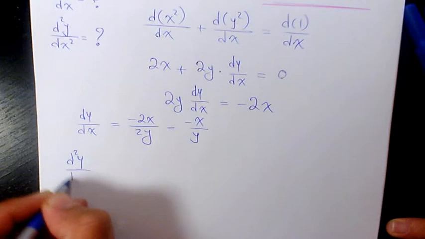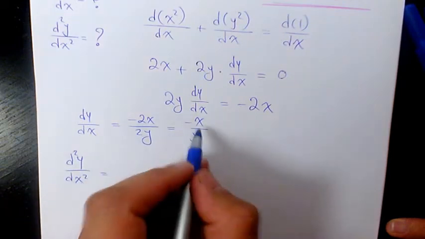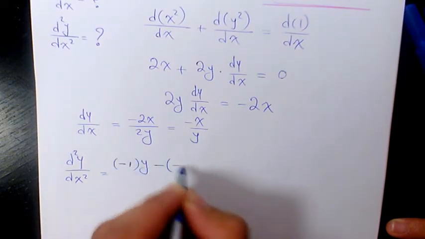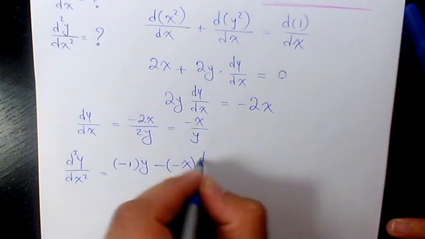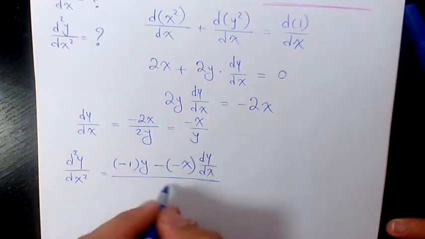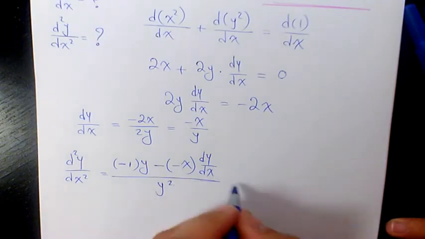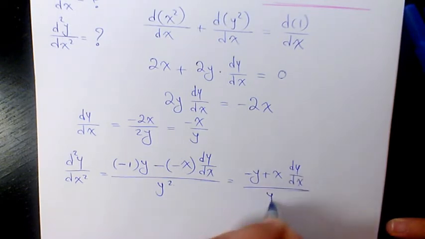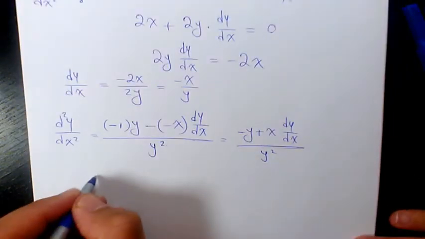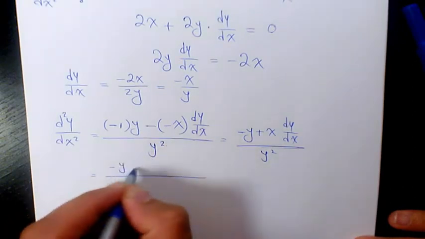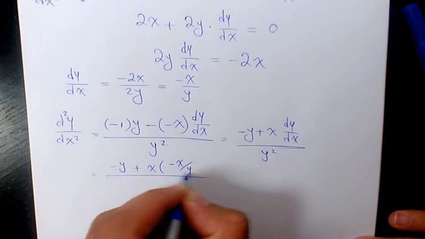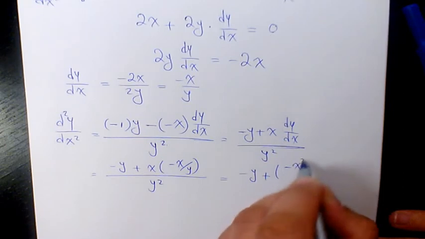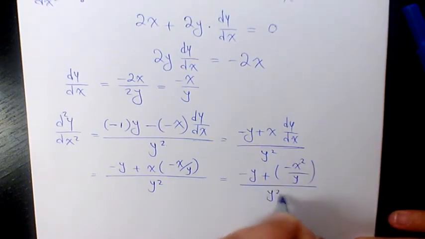The second derivative will be the derivative of negative x, which is negative 1, times y, minus negative x times the derivative of y, which is dy over dx, all over y squared. So we have negative y plus x dy over dx over y squared. That's going to be negative y plus x times negative x over y, all over y squared. So we have negative y plus negative x squared over y, divided by y squared.